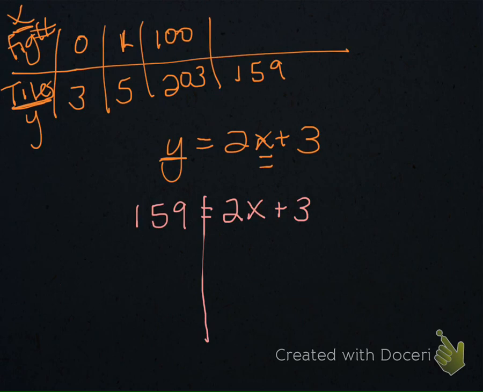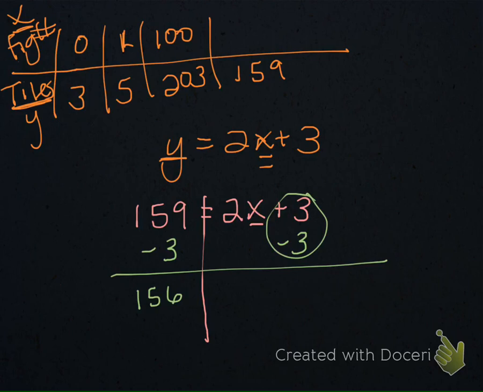If my goal is to figure out the value of x, I need to undo what's being done. And so I need to first go ahead and get rid of this plus 3. And I can do that by balancing in a negative 3. If I do it to one side, I have to do it to the other. In making 0 pairs, 159 take away 3 becomes 156. And then the 3 minus the 3 makes my 0 pairs, so I'm left over here with 2x.